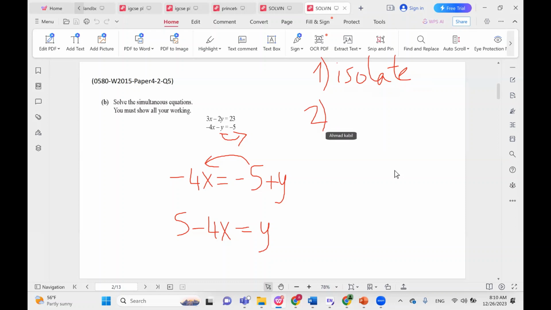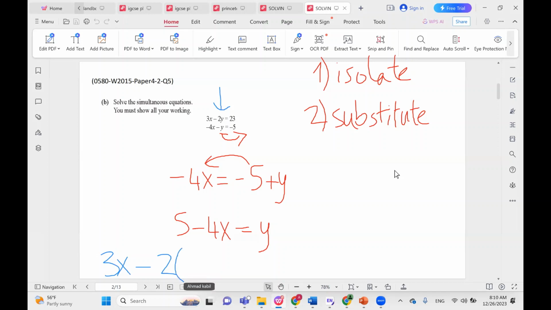And then the second step would be to substitute in the other equation. So don't use the same equation again, of course. You have to substitute the y in the other equation, which in this case would be the topmost equation. Let's try that out. So we have 3x minus 2y, and then instead of y, I'm just going to open a bracket, and then I'm going to write 5 minus 4x. And this equals 23. Now we have a single equation in x, and this is basically our target.